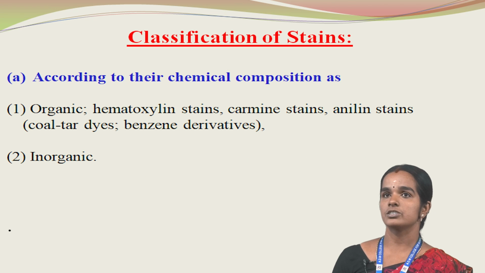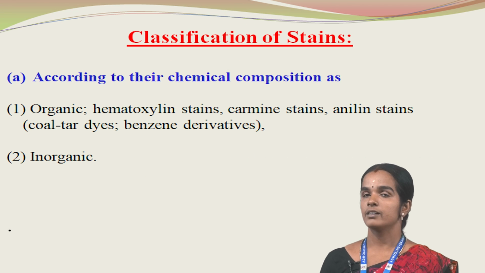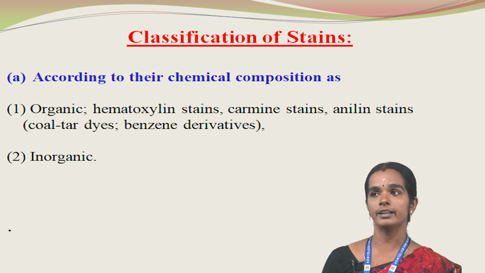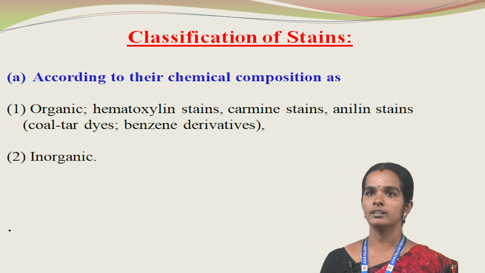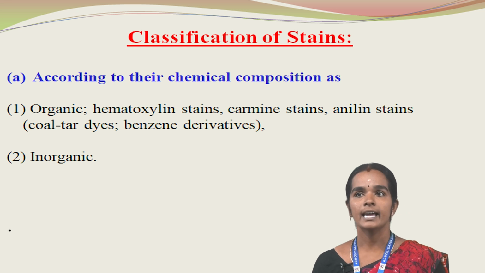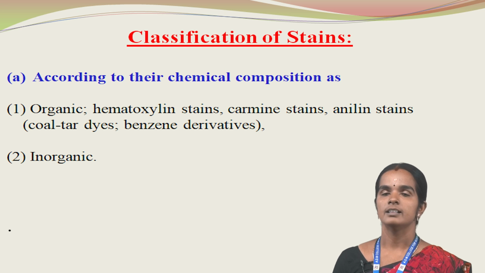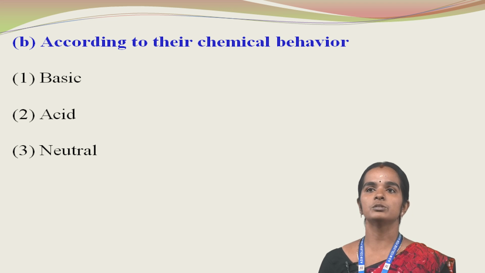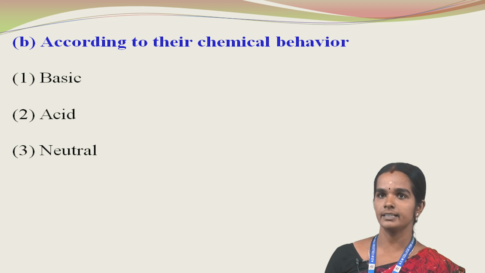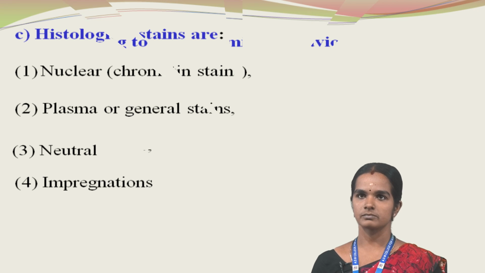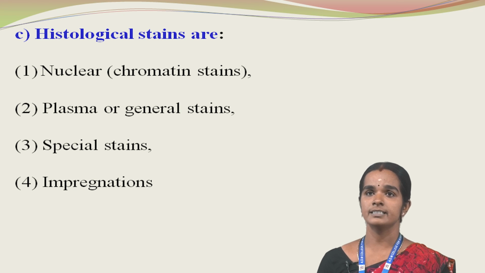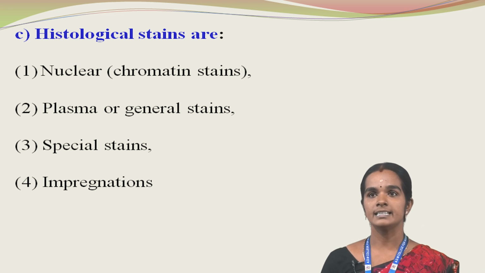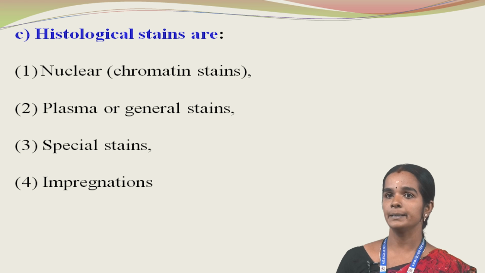This is the classification of stains. It contains 3 types. First of all, according to their chemical composition, such as organic and inorganic. Organic are hematoxylin stain, carmine stain, aniline stain. Then second one is inorganic. Classification of stain, second type, is according to their chemical behavior: basic, acid, neutral. The third type is histological stains: nuclear, plasma or general stain, specific stain, empirical.